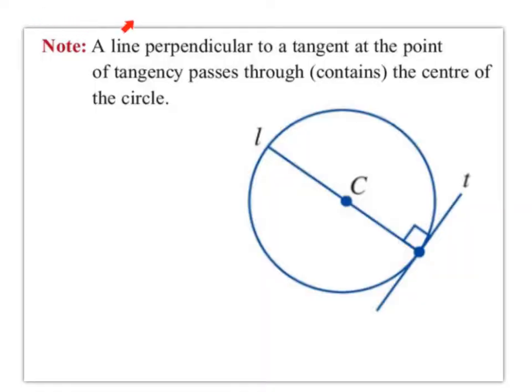Note, a line perpendicular to a tangent at the point of tangency passes through or contains the centre of the circle. So here we have a tangent. Here we have a line perpendicular to it. So this line must pass through the centre of the circle.